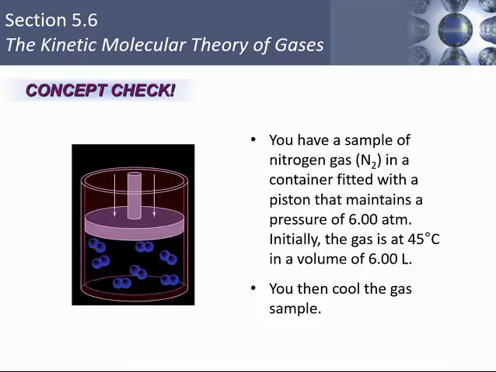All right, here's another one. You have a sample of nitrogen gas, which is N2, in a container fitted with a piston that maintains a pressure of 6.00 atmospheres. Initially, the gas is at 45 degrees Celsius in a volume of 6.00 liters. That's the situation. You have a piston that's going to make the pressure in the gas remain constant, and it's a closed system, so the moles of the gas will remain constant.